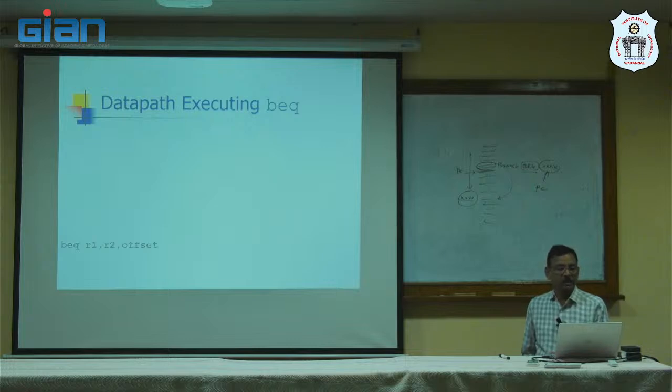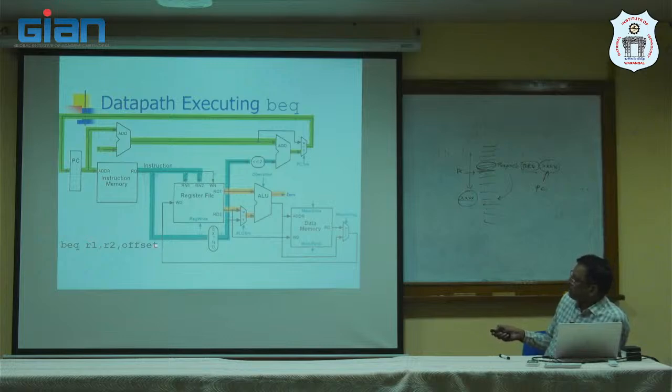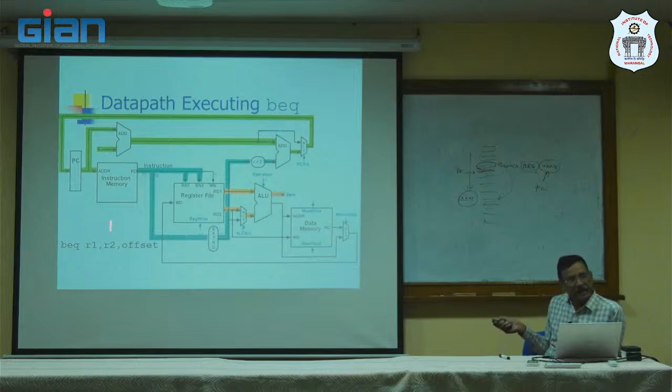So next is branch on equal. Here just concentrate. Branch on equal R1 R2 offset. Branch on equal R1 R2 means it will compare R1 and R2. If they are equal, then we will jump to the address indicated by the offset. The offset is not the complete address, but this offset plus PC is the target address or branch address. It will branch to that address.